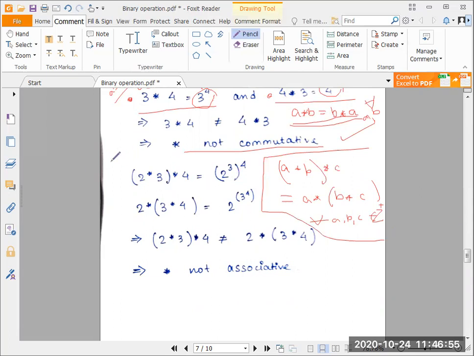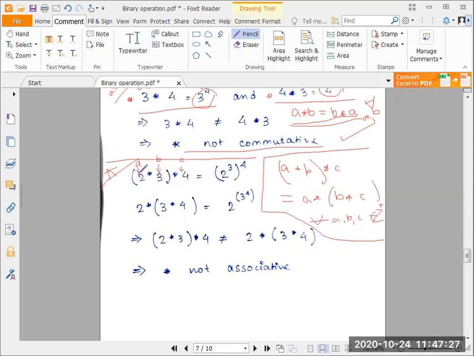Now this portion is done, so we move on to this portion. This is the associative law. As I had mentioned before, I'll be using 3 and 4 for the first part of the sum, and then I'll be using all 3 of the numbers, because commutative law requires 2 elements and associative law requires 3 elements. So we take 2, 3 and 4. Here, as I have defined, A is 2, B is 3, and C is 4.